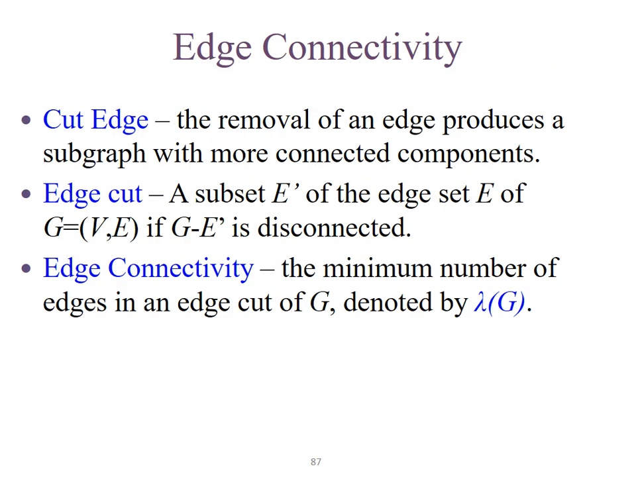Then, similarly, we can apply the same definitions for cut edge, edge cut, and edge connectivity. So if you remove the edge and you can produce more connected components, then that edge is called a cut edge. If you collect all these cut edges into a subset, then we call this set an edge cut. And then we can also determine the edge connectivity. What is the minimum number of edges you need to remove to make it disconnected? We use another notation, lambda of G.